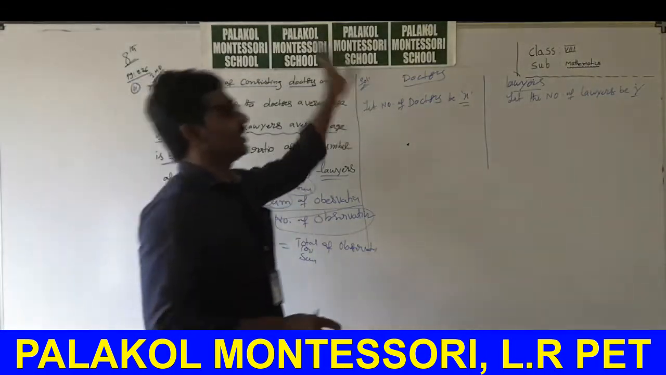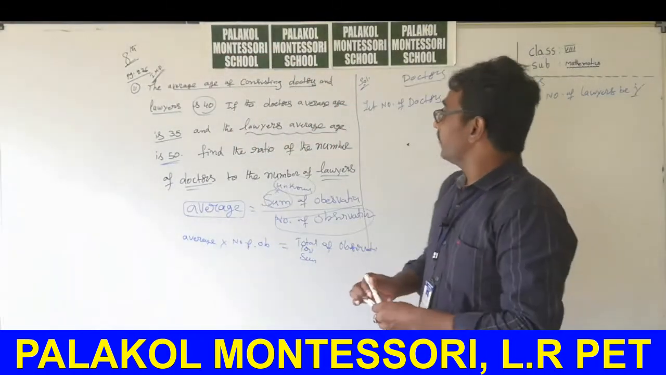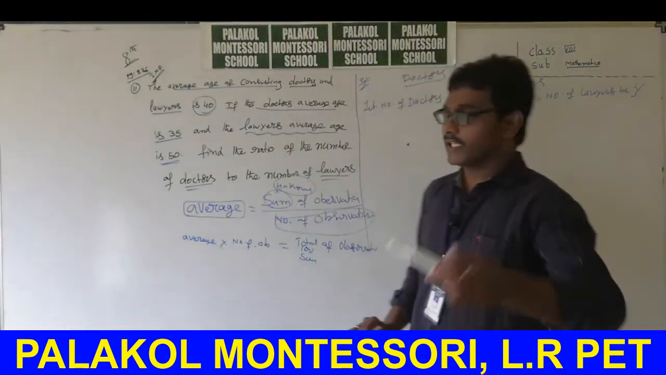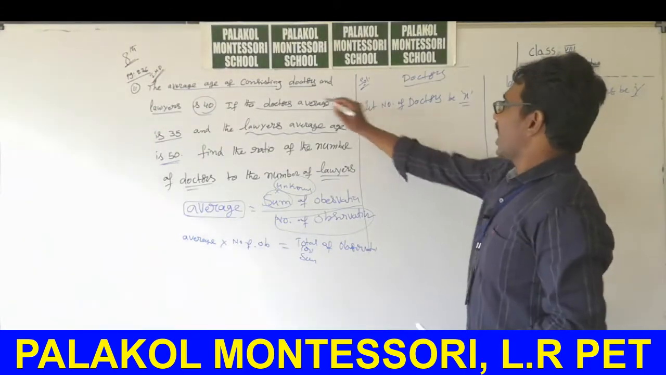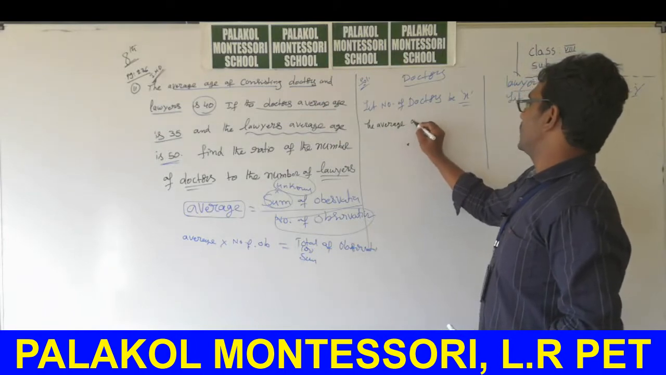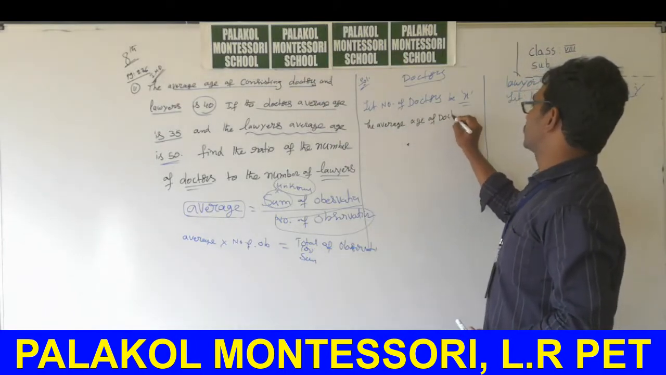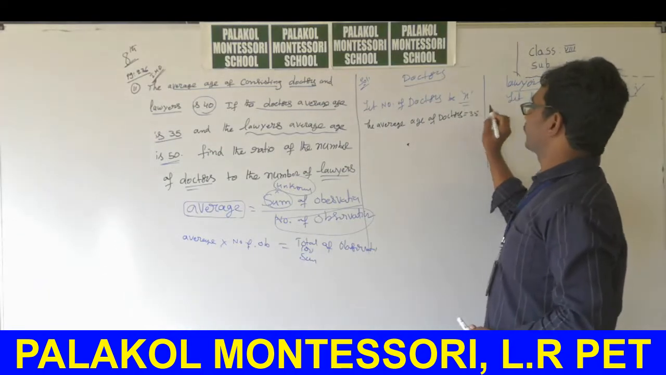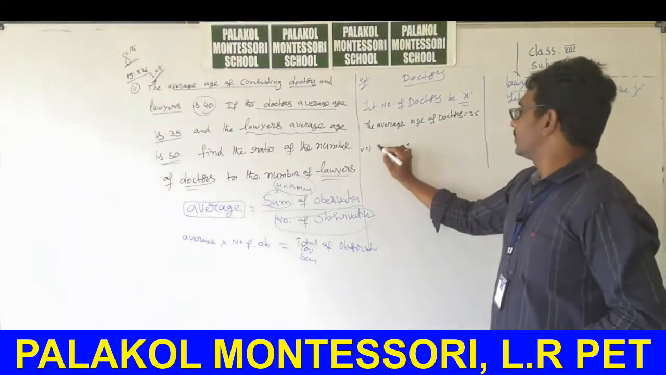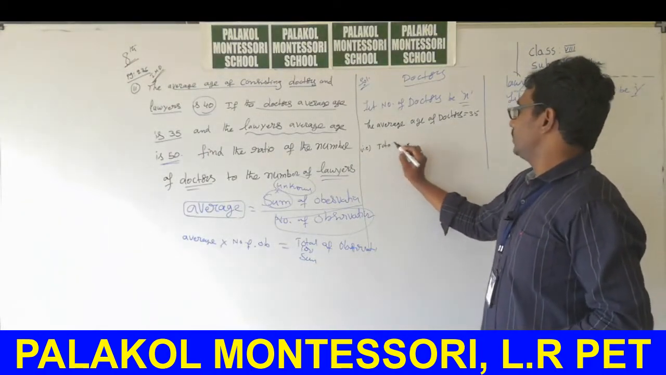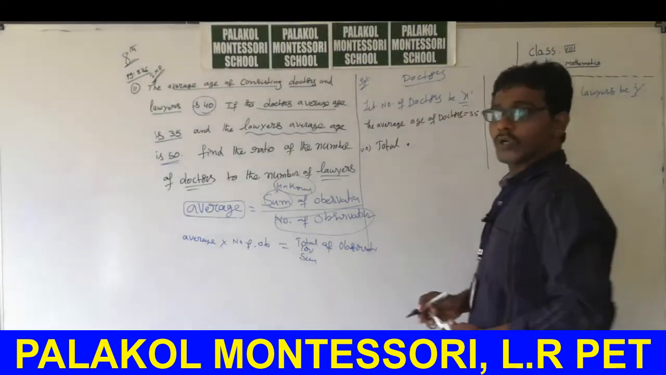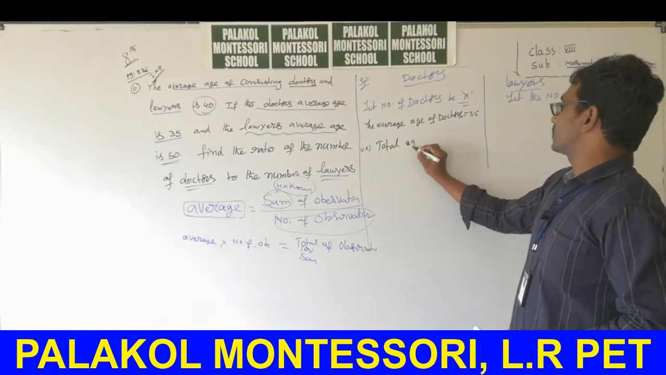Same logic applies here. How? Already given, see the average, the daughters' average age is 35. Right here, the average age of daughters is 35. That gives the total age of daughters.